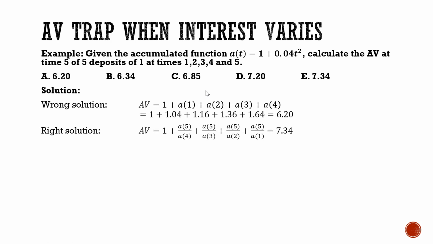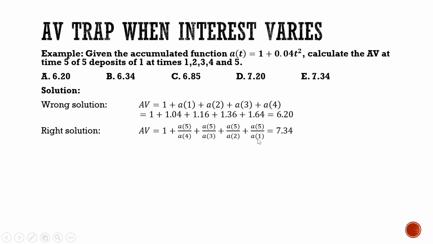The right solution is 1 plus a of 5 over a of 4 plus a of 5 over a of 3 plus a of 5 over a of 2 plus a of 5 over a of 1. The reason is the first $1 at time 1, we are going to bring it to time 0 first before we bring it to time 5. So $1 at time 1, bring to time 0, we divide by a of 1. So it's 1 over a of 1. Then times a of 5 to get the future value. So that is the last term.